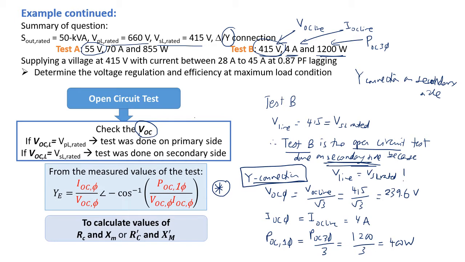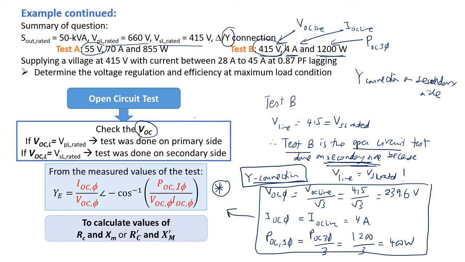Now using these values that we've just obtained for VOC phase, IOC phase, and POC single phase, we can put them into this formula to find YE. And once we have YE, we can find RC prime and XM prime, because this test was done on the secondary side.